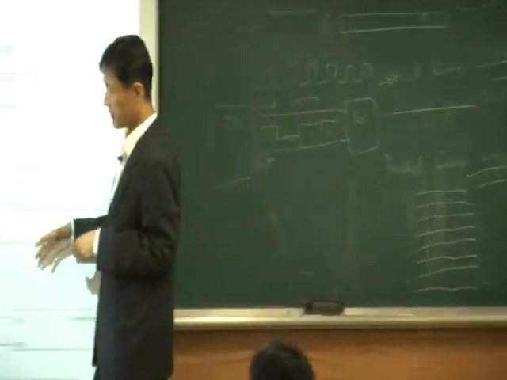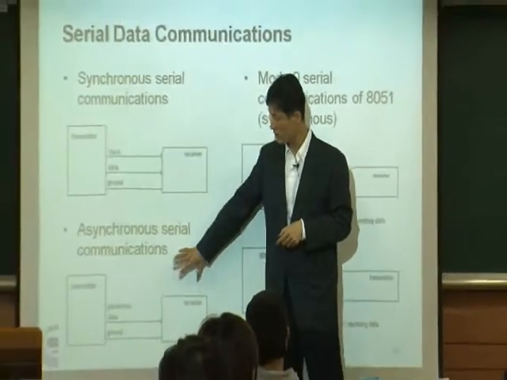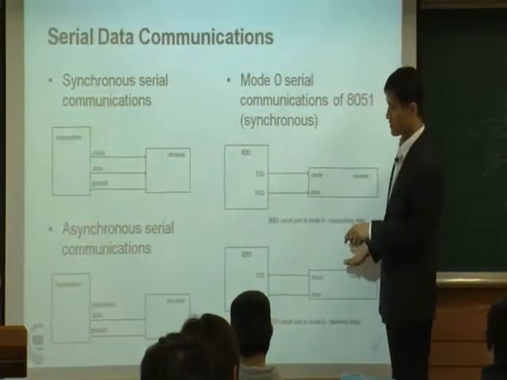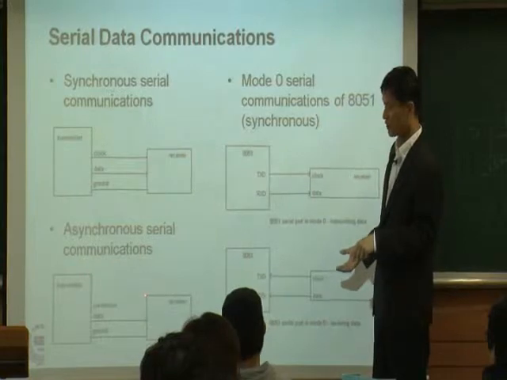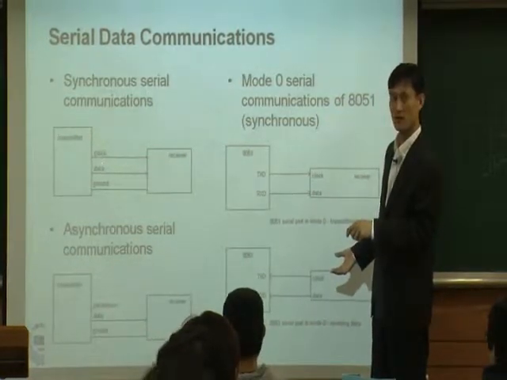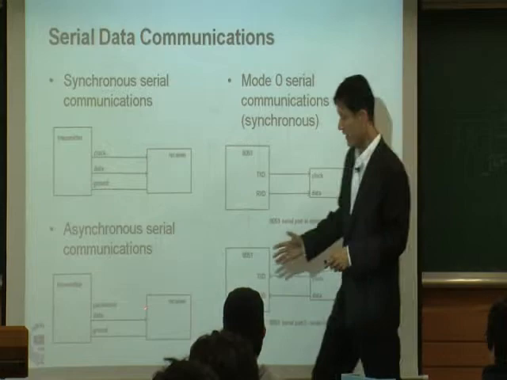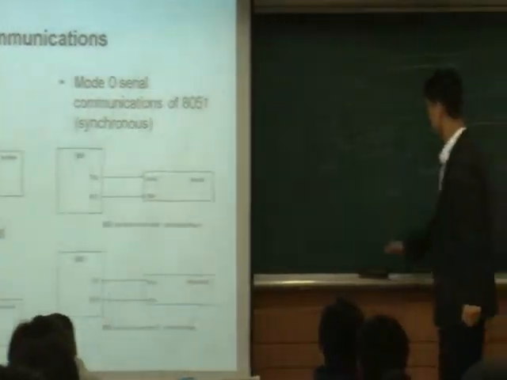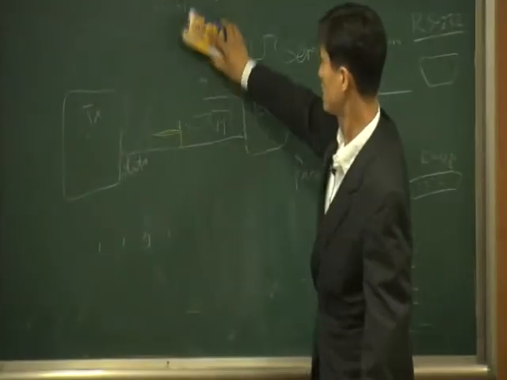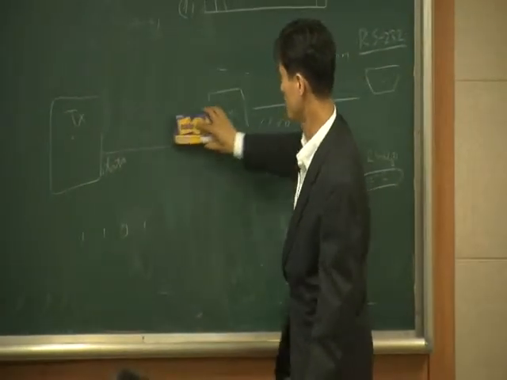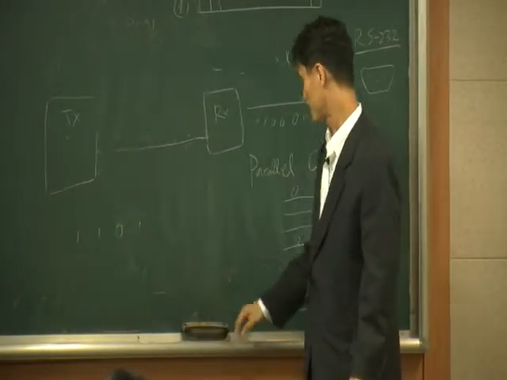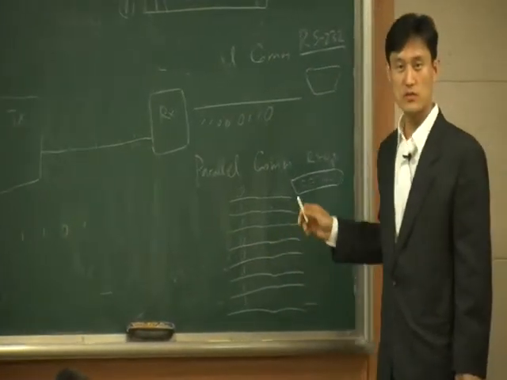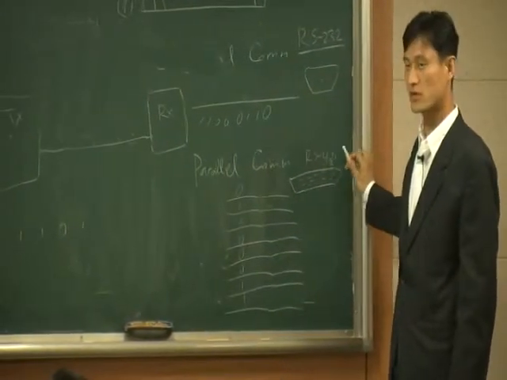Then let's talk about asynchronous. When you look at these two, now you can easily understand. So let's look at asynchronous communication. In asynchronous, we have no clock. We don't have this clock. We only have data and ground. That's it. What that means is we have nothing on the clock. We only have data. Then how can you do communication?